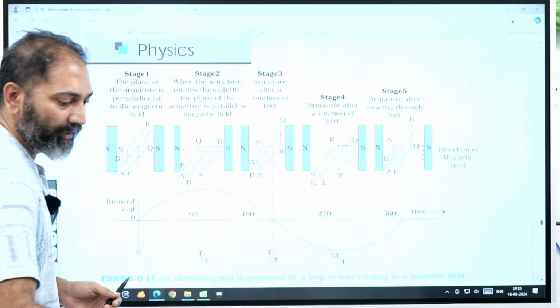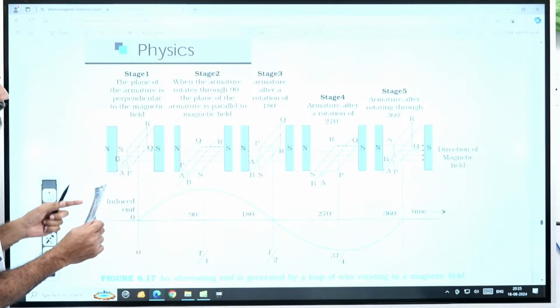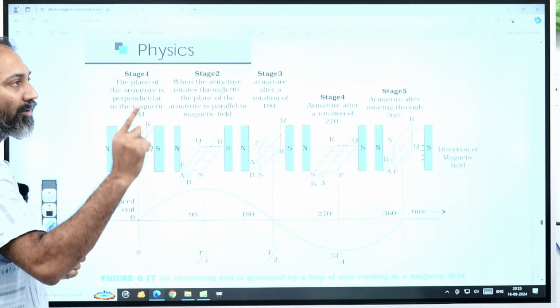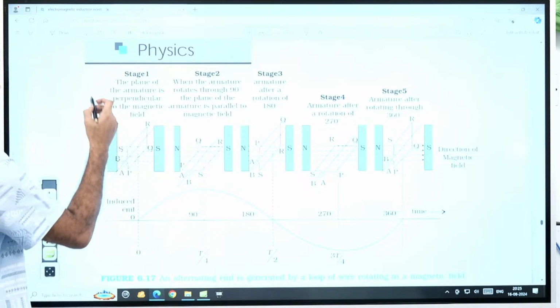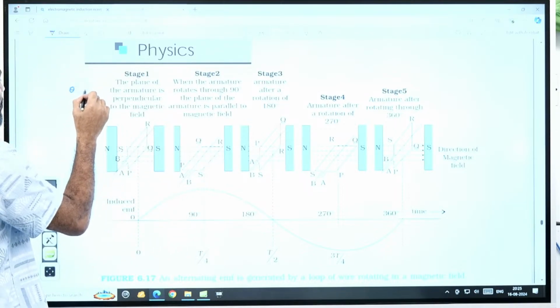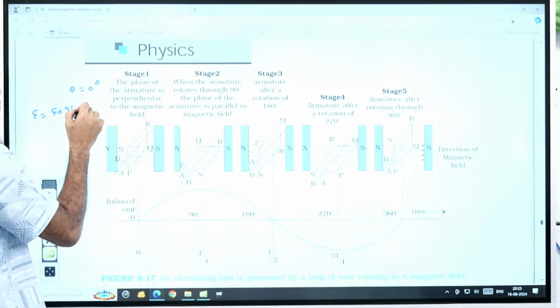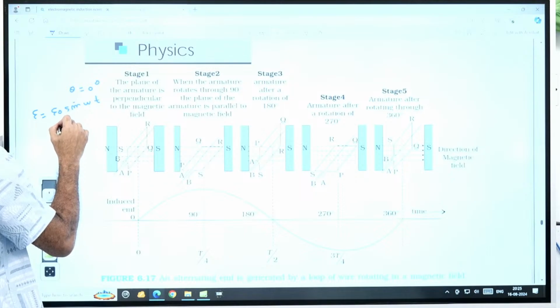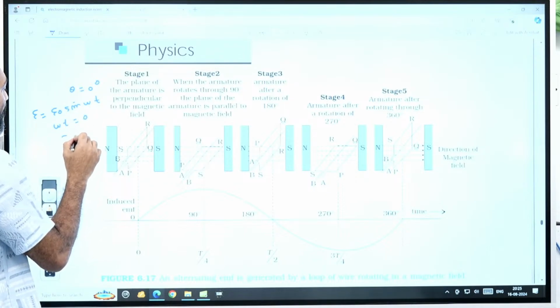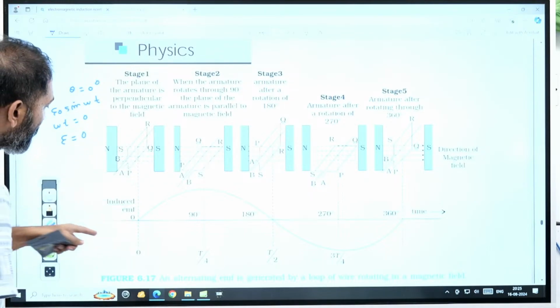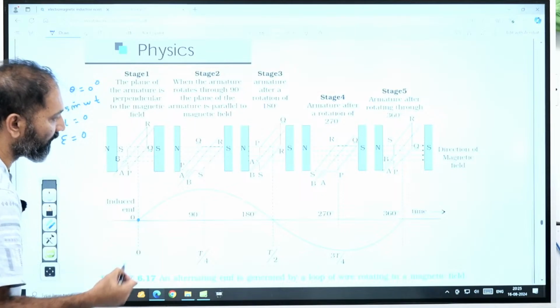See, when the plane is perpendicular, what is theta? Theta is 0 degree. So the induced EMF, when the plane is perpendicular, theta equal to 0 degree, E equal to E0 sin omega t. Here omega t is equal to 0. So what will the induced EMF be? 0. That is the reason for zero induced EMF.